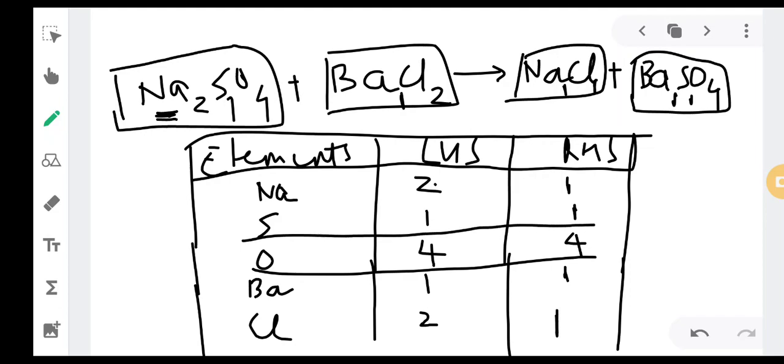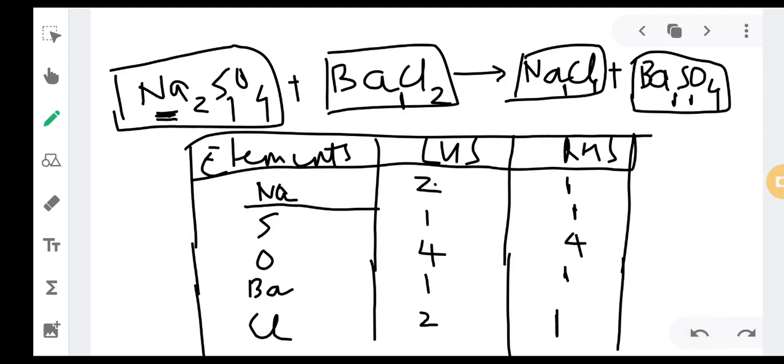Sulfur is balanced. Barium is balanced. So barium, sulfur, and oxygen, these 3 are balanced. What is unbalanced is sodium and chlorine. There are 2 atoms of sodium on the left hand side, and there is only 1 atom of sodium on the right hand side. And also for chlorine, there are 2 atoms of chlorine on the left hand side and only a single atom of chlorine on the right hand side.